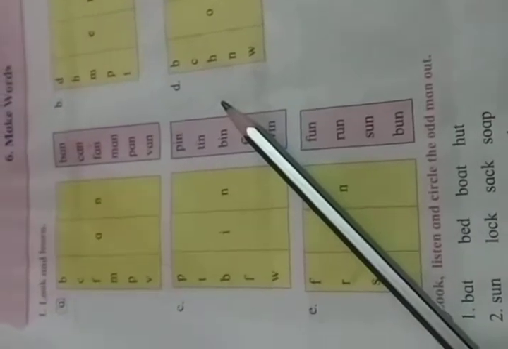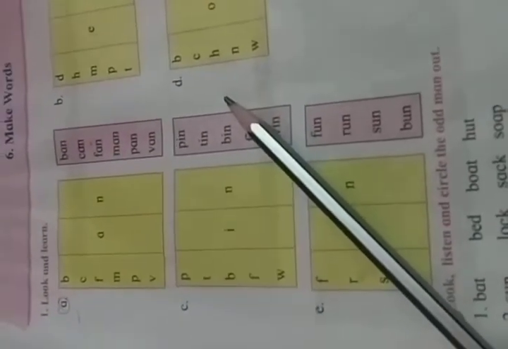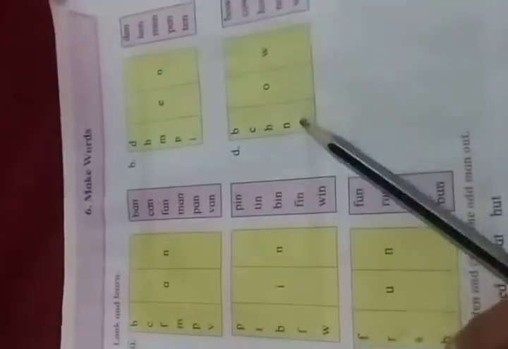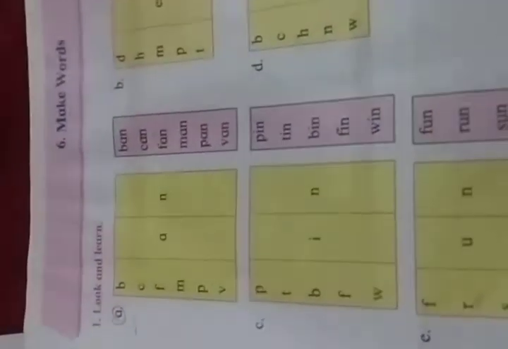Now, this is our English lecture. Already in the previous lecture, we have finished lesson number 5, that is, let's learn alphabet. Now, in this lecture, we have started a new lesson, that is, make words. Okay, make words. Now, we are learning how to make words.